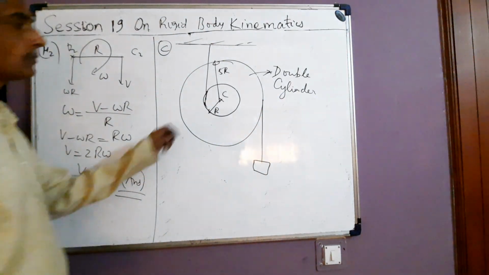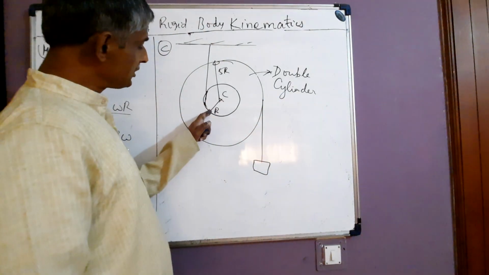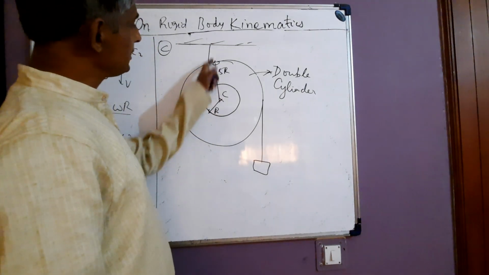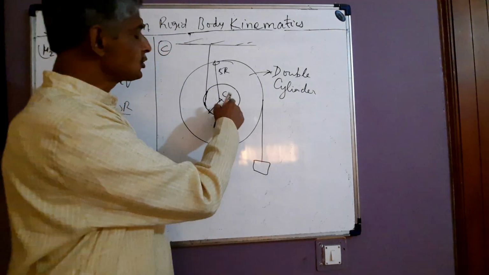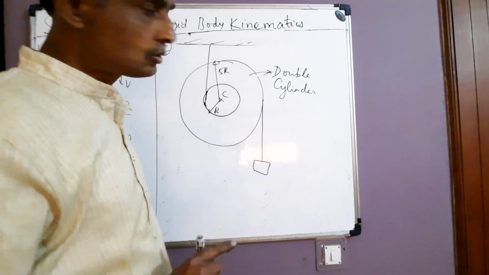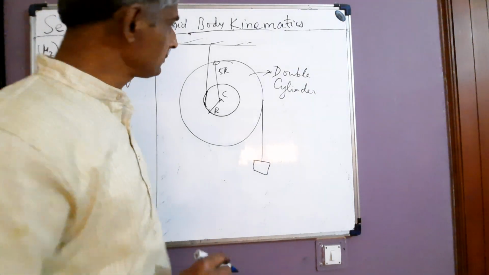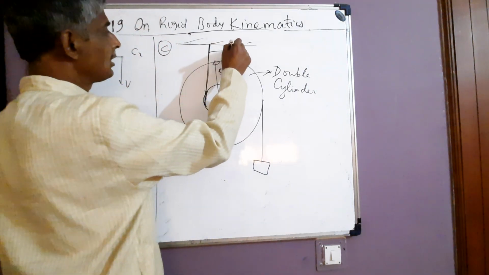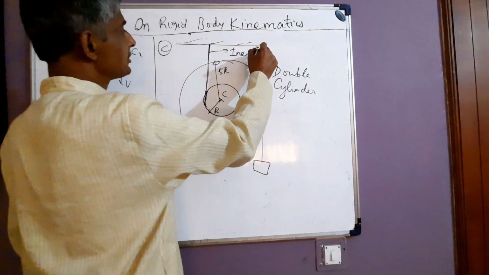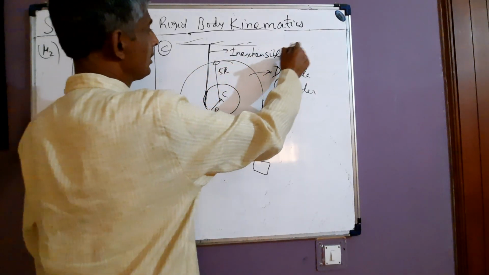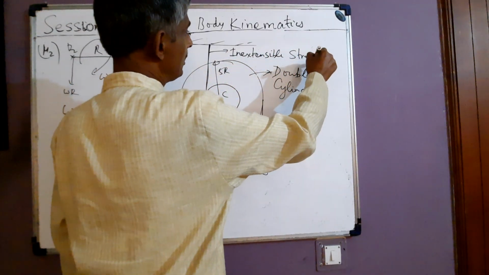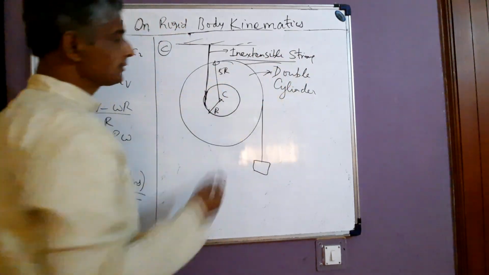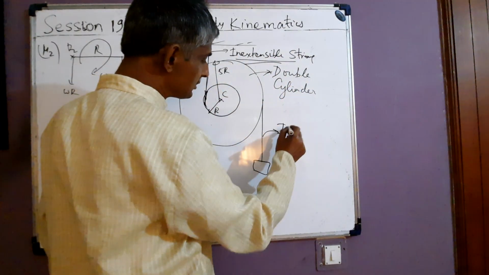It's a double cylinder whose C is the center, R is the radius of the inner cylinder, and 5R is the radius of the outer cylinder. So these two cylinders are rigidly joined to each other. So it's a combined thing, a rigid body. So this is an inextensible string. This is also an inextensible string.